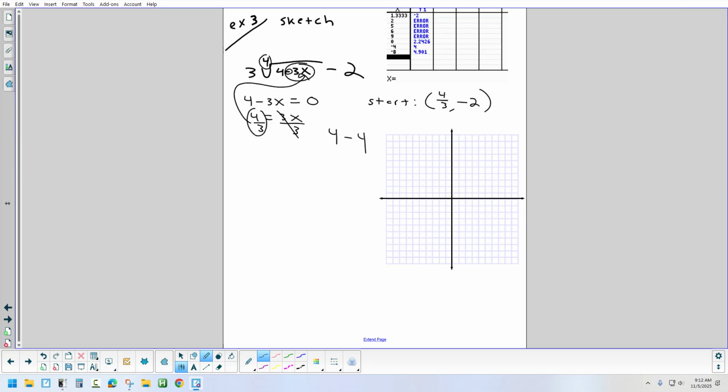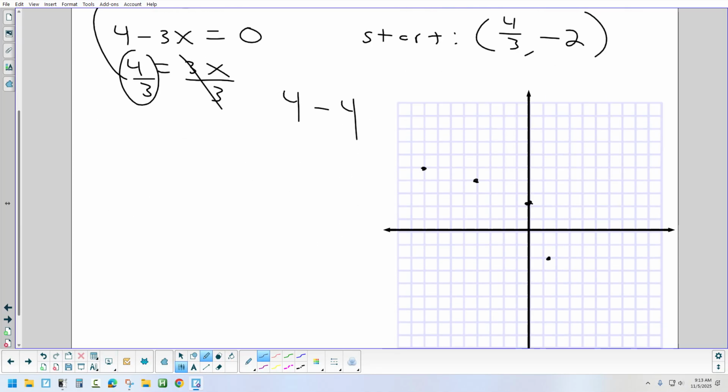Zoom out so I can see my points. Okay, so we've got the start point, 1.3, negative 2. We've got another point, 0, 2.2. We've got negative 4, 4. And we've got negative 8, about 5. Okay.